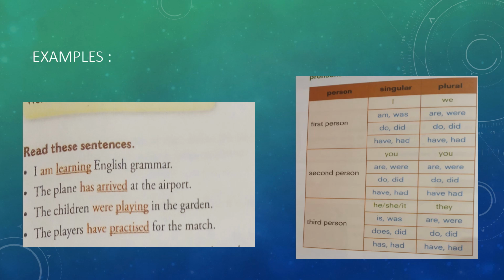Next, second person: if you comes in a sentence, singular or plural, you is plural, so you have to use are, were, do, did, have, had. If there is he, she, it as the subject, then you have to use singular: he, she, it is singular. So you have to use is, was, does, did, has, had. And if there is the plural they, then use are, were, do, did, have, had.